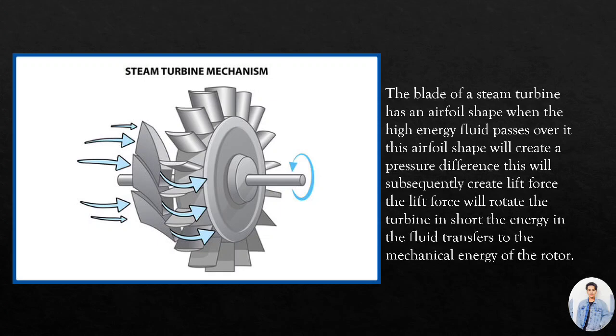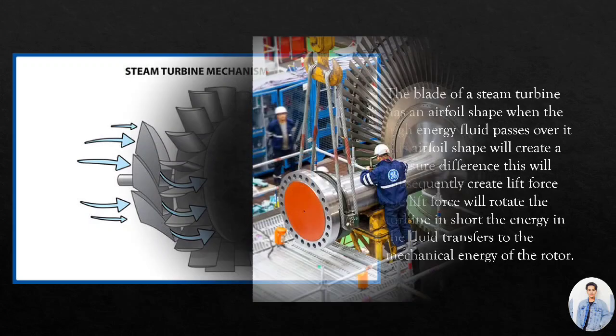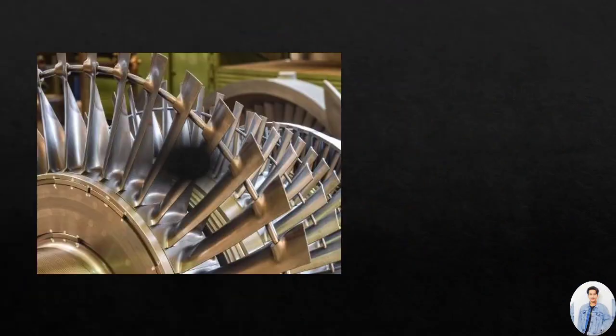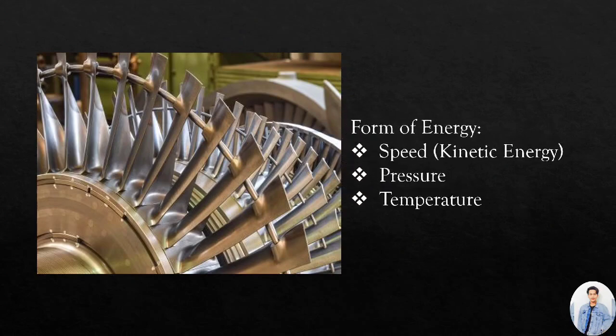When the high energy fluid passes over it, this airfoil shape will create a pressure difference. This will subsequently create lift force. The lift force will rotate the turbine. In short, the energy in the fluid is transferred to the mechanical energy of the rotor for further operation. Let's understand fluid energy in greater depth.